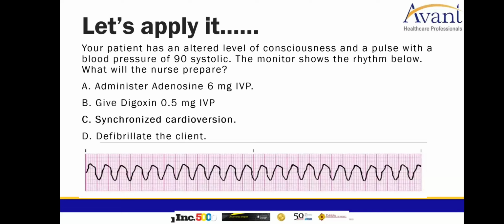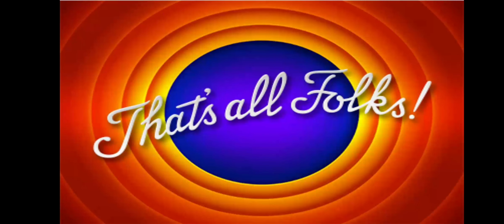Actually, adenosine is a good medication often used for SVT. I didn't mention that earlier, but adenosine can be used with SVT. Digoxin could be used for your AFib, SVTs, and any rhythm that you want to slow the heart rate and conduction. And of course, if they have a pulse, you're not going to defibrillate, right? So there you go.